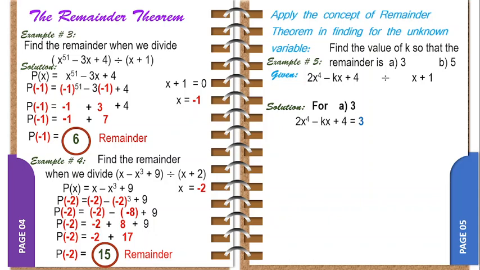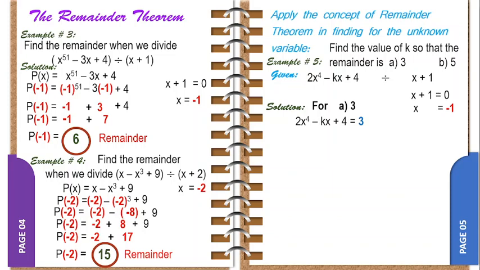Solution for A: the remainder is equal to 3. Let the given polynomial equal 3. So 2x raised to 4 minus kx plus 4 is equal to 3. Then our divisor is x plus 1, equate it to 0. Using addition property of equality, the value of x is equal to negative 1. Or simply, since the constant term is positive 1, change it to negative 1.